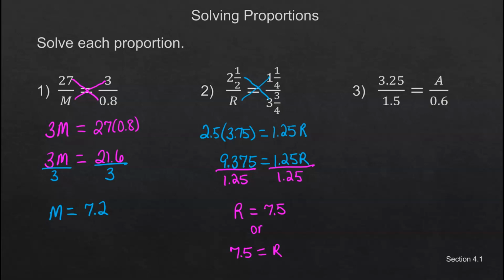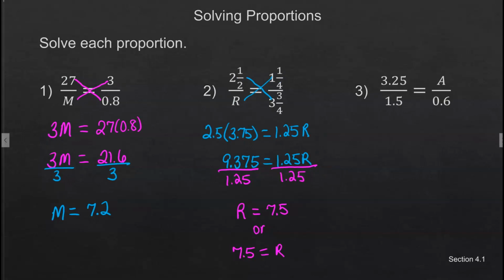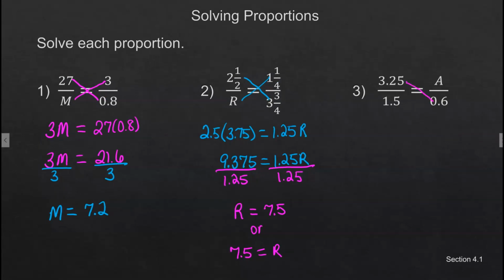Now, I want to show you a little bit of a shortcut. This is something that you can do, but when showing work, there always has to be work to show. Since we know we're going to multiply this and then divide by 1.5, you could say A equals 3.25 times 0.6 divided by 1.5, right? Because 1.5 is the number that would be with the A. The 3.25 and 0.6 are the two that we multiply, and then you can just calculate. All right, so we get 1.95 divided by 1.5.